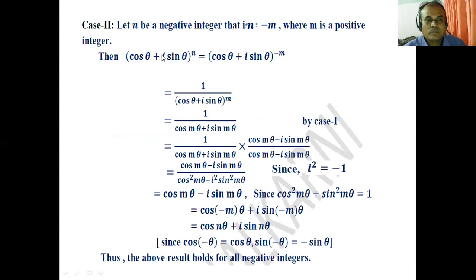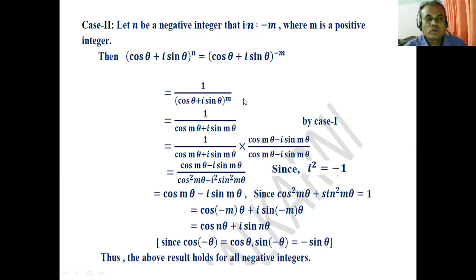Then the LHS of the statement of the theorem is (cos theta plus i sin theta) raised to n. Now put the value of n equal to -m, so it equals (cos theta plus i sin theta) raised to -m. Now we use the third rule. The power is minus m, so we convert this power into a positive term. Now it is equal to 1 divided by (cos theta plus i sin theta) raised to m.